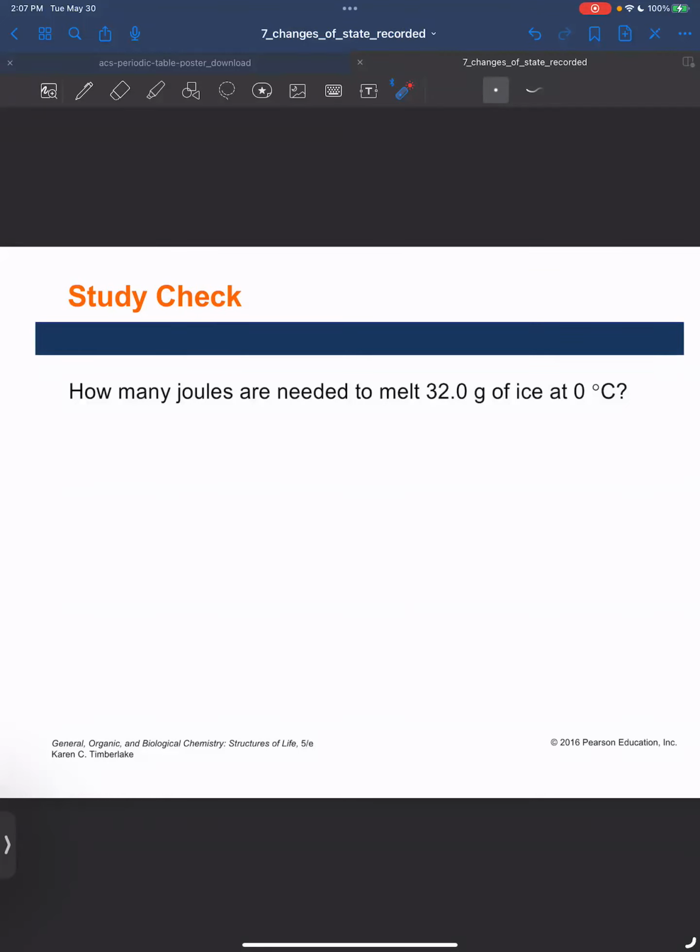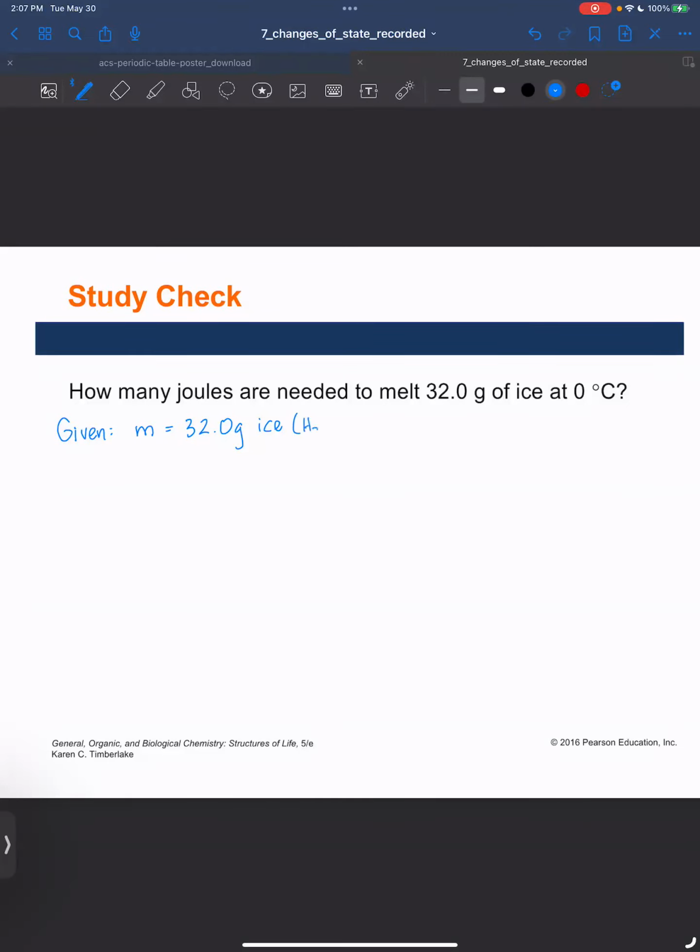All right, we want to calculate how many joules are needed to melt 32 grams of ice at 0 degrees Celsius. So once again, we always write down our given and our need. So it looks like we have mass is equal to 32 grams. And it's important to write the identity of the substance because every substance has a different heat of fusion.